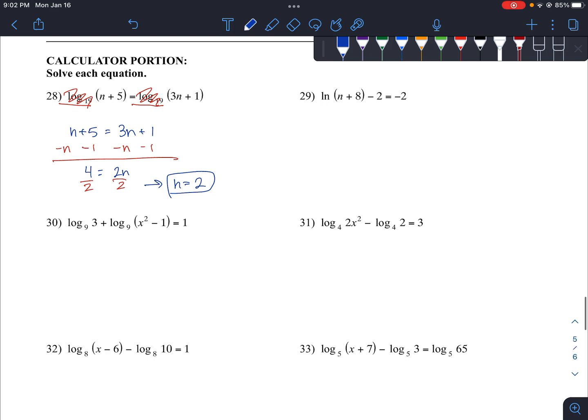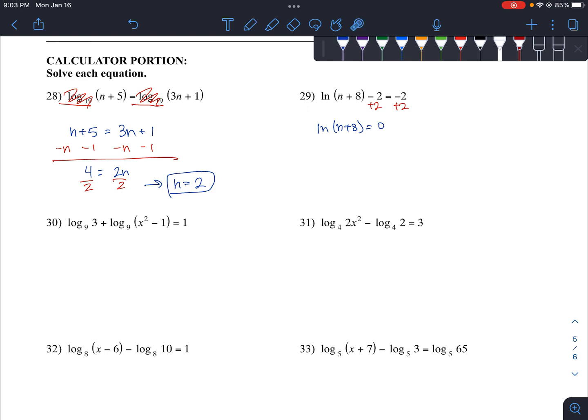Alright, let's try the next one right here. So I don't have a logarithm on both sides, so I can't use the same equality property here. But what I need to do is get the logarithm isolated. So first I need to deal with this right here. So I need to add 2 to both sides. So now I'll have the natural log of n plus 8 is equal to, in this case, 0.